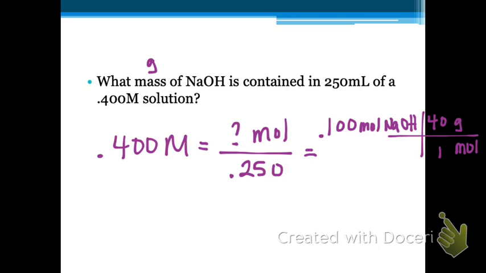So now I can go 0.1 times, okay, I even knew that in my head, that my answer was going to be 4. Okay, there we go. 4 grams of NaOH.